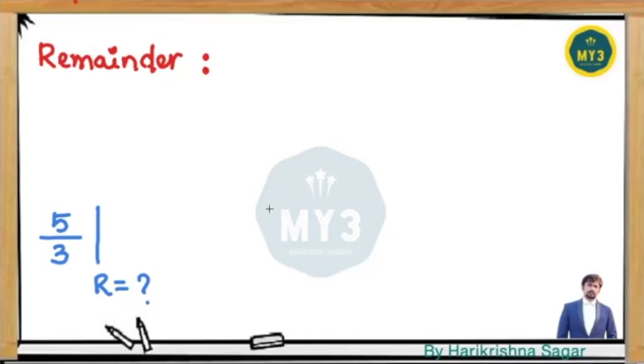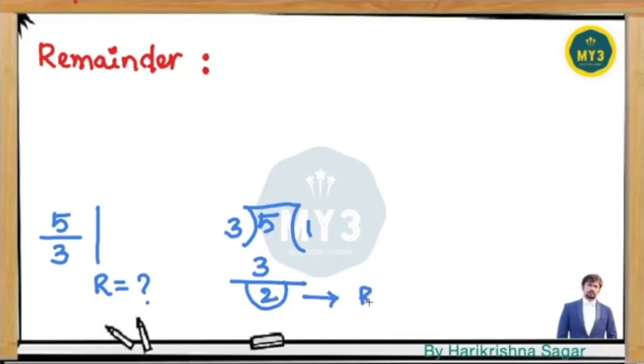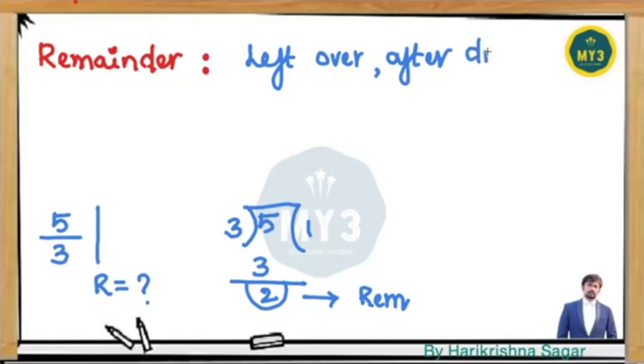So how do we generally do this calculation? 5 is a number, you are dividing it by 3. So 3 ones are 3 and 5 minus 3 gives a result of 2. So this 2 will be treated as what? Remainder. So what is meant by remainder is nothing but something which is left over after dividing. So remainder is defined as the leftover part.